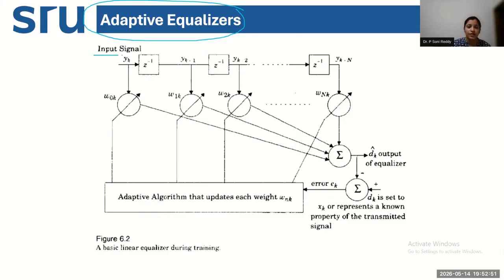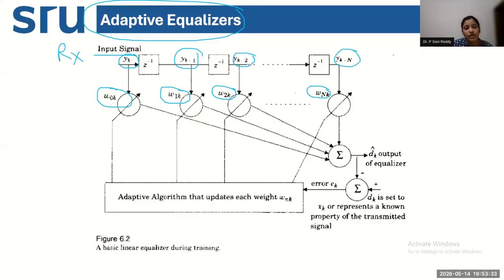So the received signal is actually your yk terms. So this is your received input signal here. Each of these received input signals is now delayed with respect to time, and every symbol is multiplied with a constant coefficient factor. What is the constant coefficient factor here? It is w0k for the current received symbol, w1k for the first delayed symbol, w2k for yk minus 2, and wnk for yk minus n.